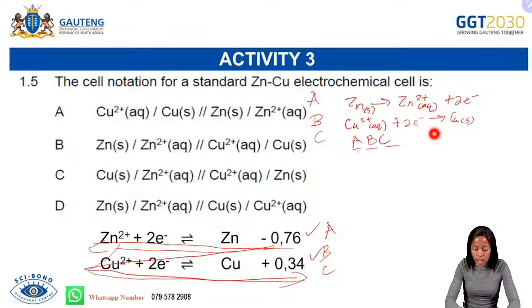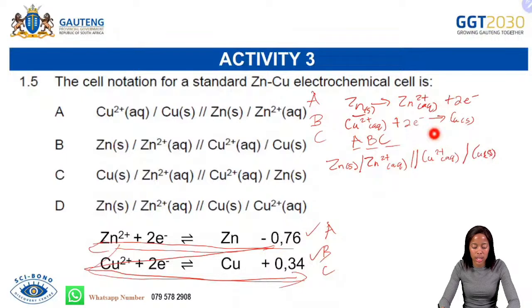Then we are saying the cell notation is as easy as ABC. So for A, we represent the anode. What do we have on the anode? We have Zn solid, phase separator, so from the left to the right, then on the right, we have Zn2+ aqueous, salt bridge. Then the cathode is Cu2+ aqueous, phase separator, and then Cu solid.